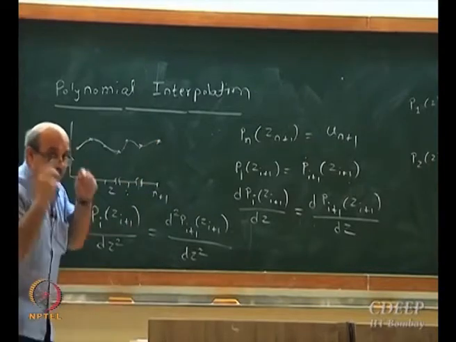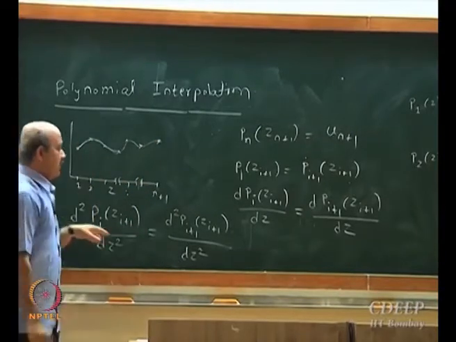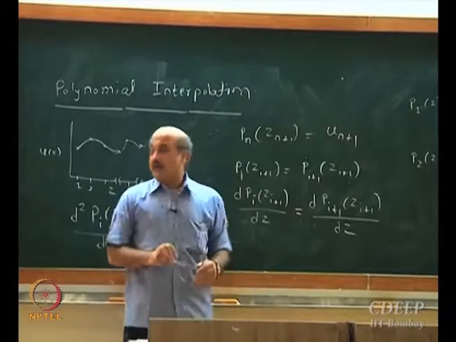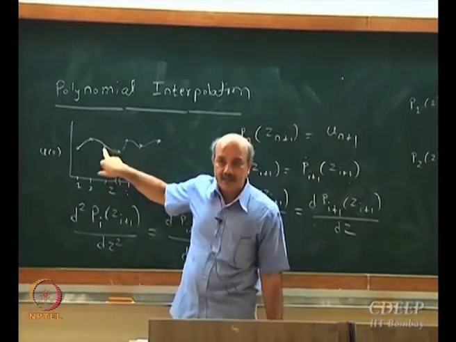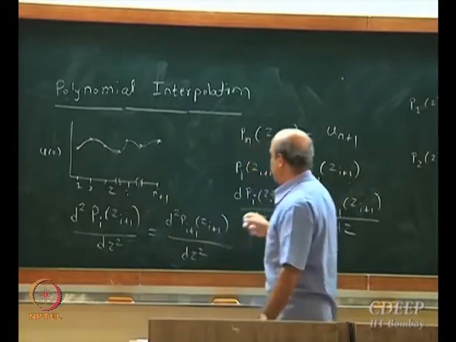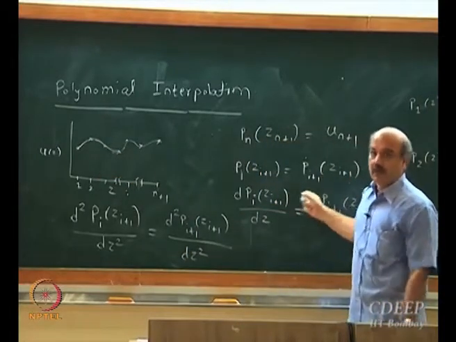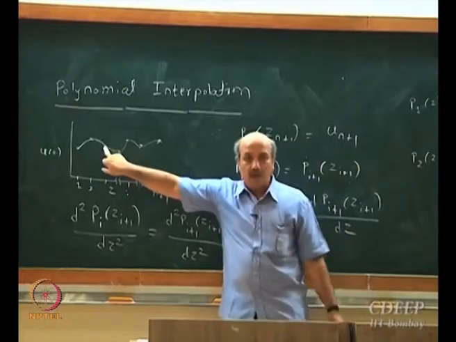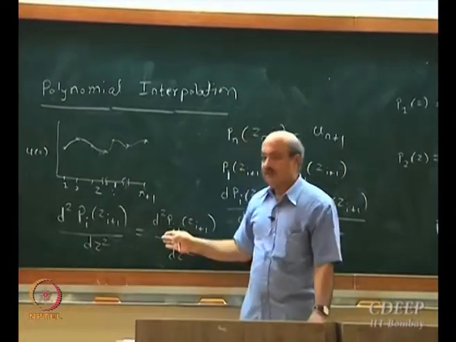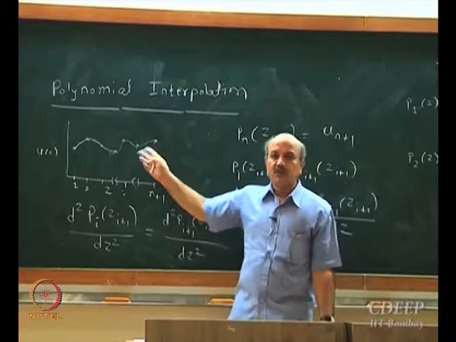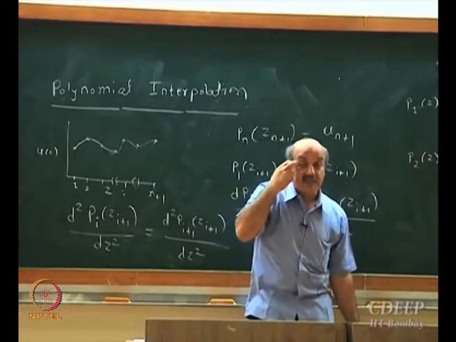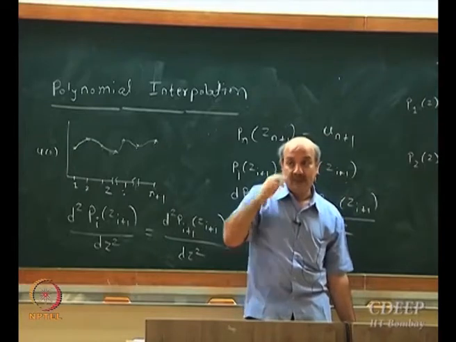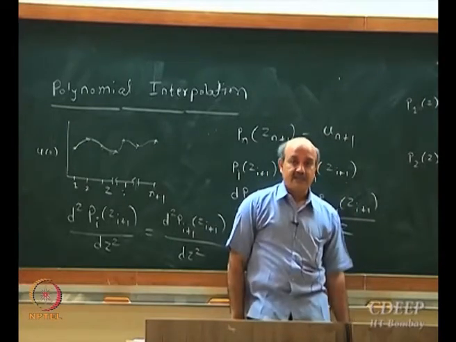So to ensure smoothness we make sure that the value of these two neighboring polynomials at the common point is the same. The first derivative of the two neighboring polynomials at the common point is the same, and the second derivative of the two neighboring polynomials at the common point is identical. So these are the additional constraints which we impose.